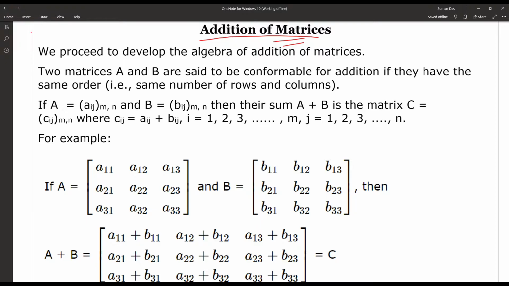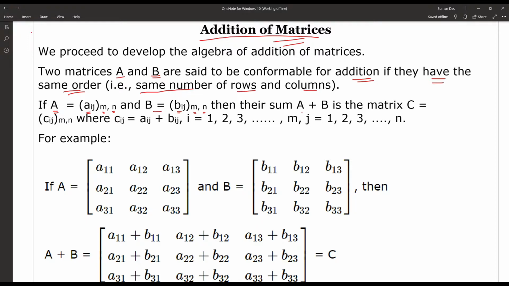Suppose two matrices are A and B. Two matrices A and B are said to be conformable for addition if they have the same order. Just remember, they have to be of the same order. That means the matrices have the same number of rows and columns. Suppose A is equal to Aij and its order is M by N, and B is equal to Bij with the same order M by N.